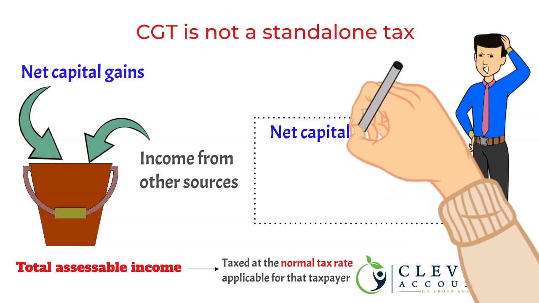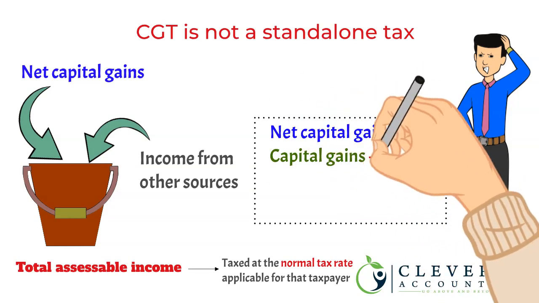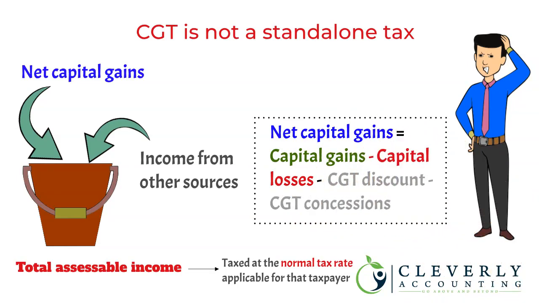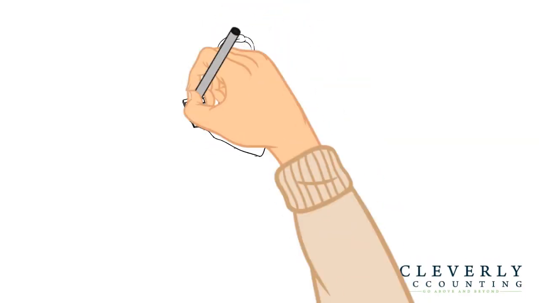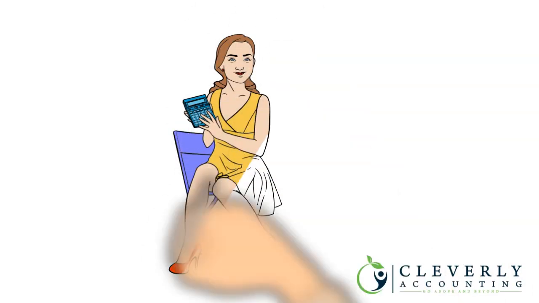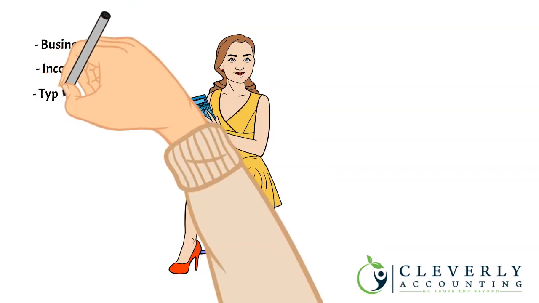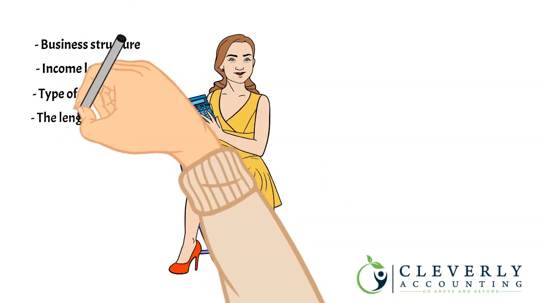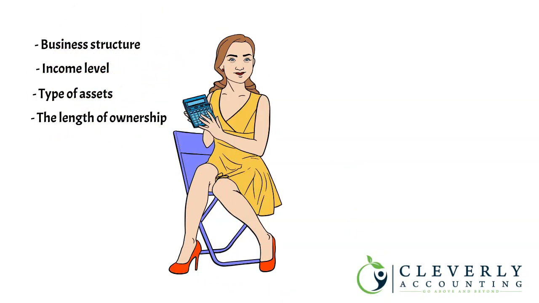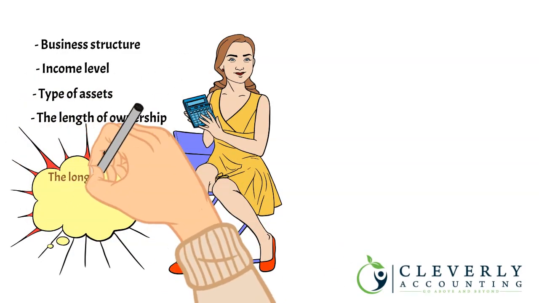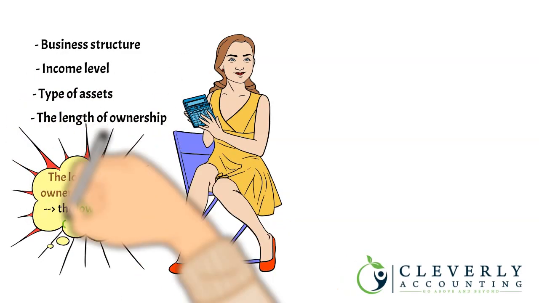To calculate the net capital gain, you need to subtract any capital losses, CGT discount, and CGT concessions from the capital gains. The rate of CGT that you will pay depends on several factors, such as your business structure, your income level, the type of asset sold, and the length of time you held the asset. Generally, if you hold an asset for a longer time, your CGT rate will be lower.